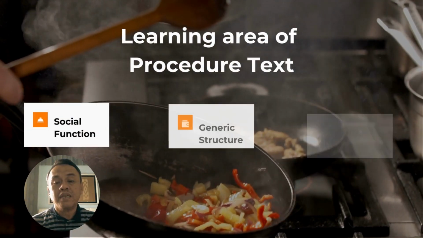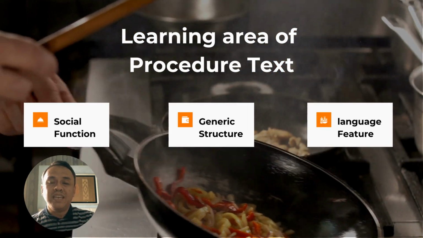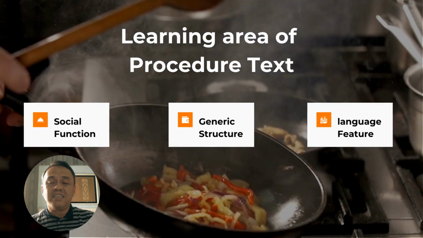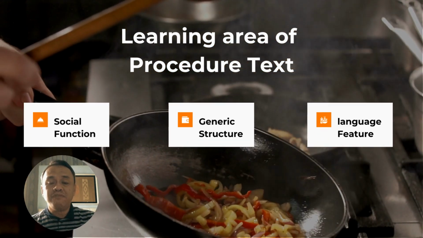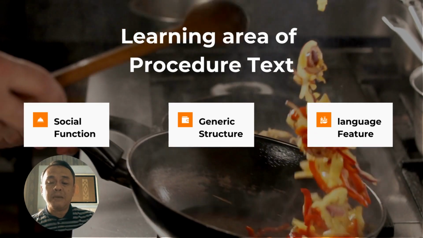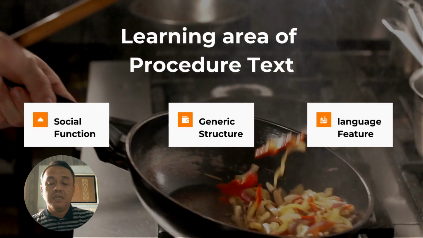Welcome to English class again. Today, we are going to learn about one kind of procedure text. It is a recipe. Let's check it out. Well, in learning procedure text, there are three learning areas that we have to focus on. They are social function and definition. The second one is generic structure, and the last one is language feature.